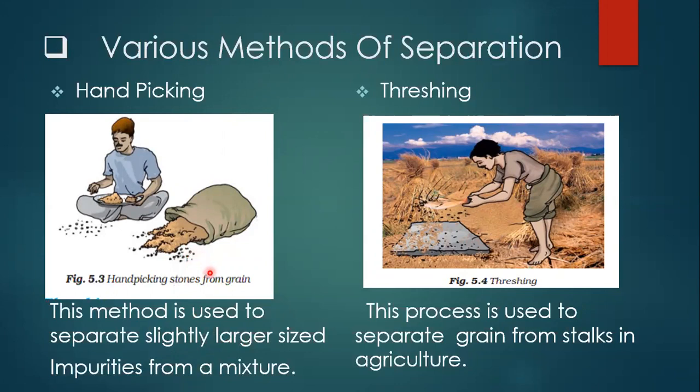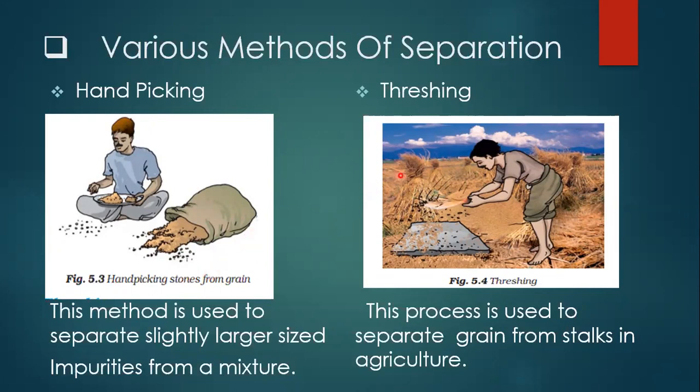And here also the amount of impurities should be small. The impurity should not be large in amount. Their amount should be less, and also the impurity should be slightly larger in size.